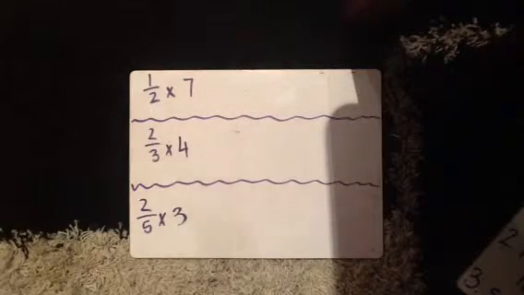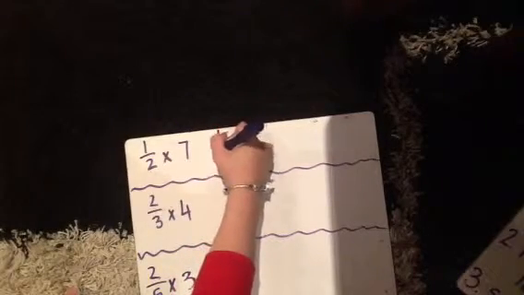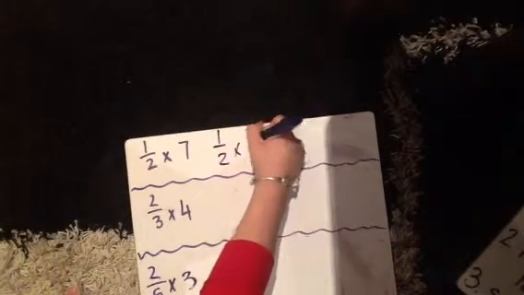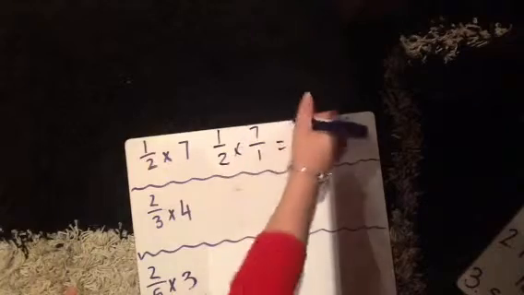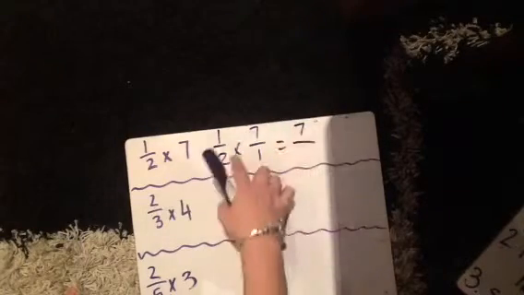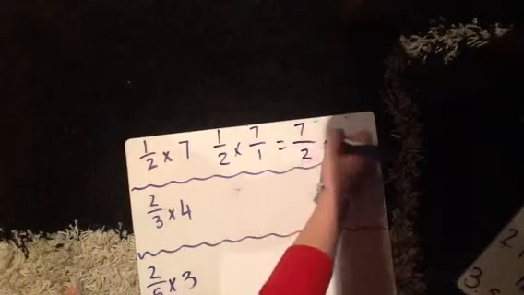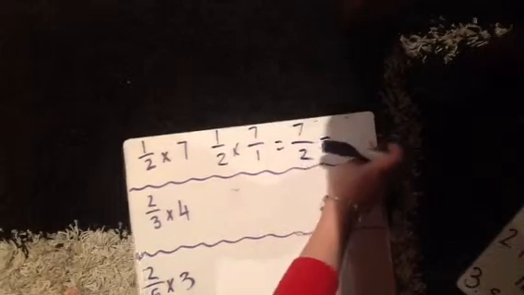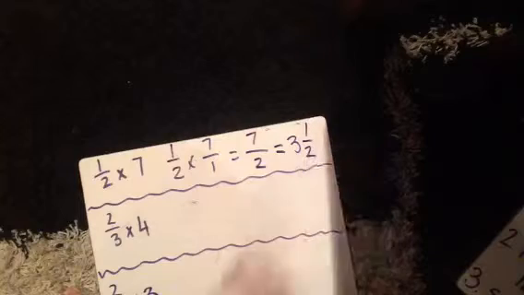Okay guys, welcome back. Let's solve these. So we've got 1/2 times 7 over 1. 1 times 7 is 7. 2 times 1 is 2. The answer is 3 and 1/2.